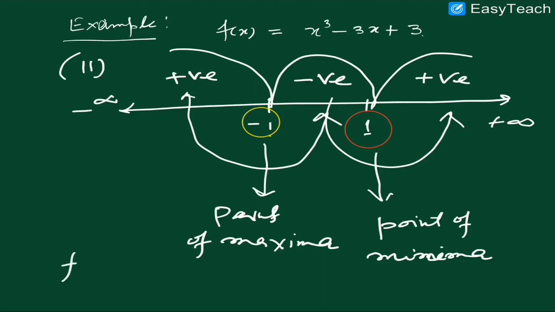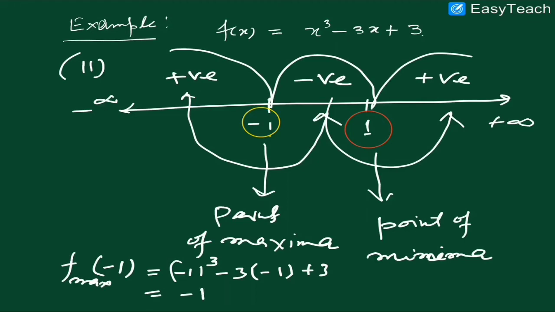Therefore, the maximum value of the function we get at the point x equal to minus 1. Therefore, the maximum value of the function, f max, we get at the point x equal to minus 1. Putting the value of x equal to minus 1 in the given function, minus 1 cube minus 3 into minus 1 plus 3. After simplifying we get minus 1 plus 3 plus 3. So finally we get 5.